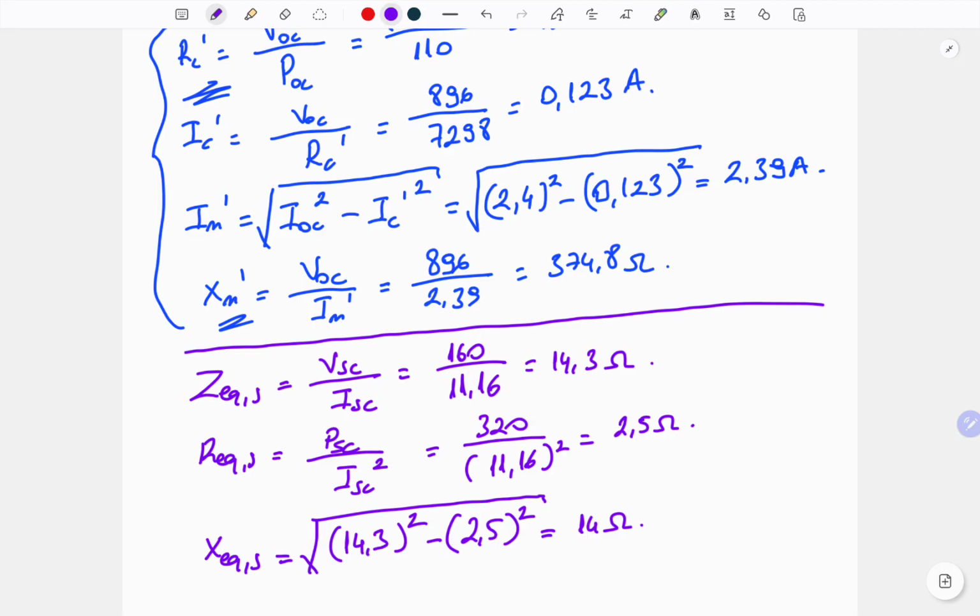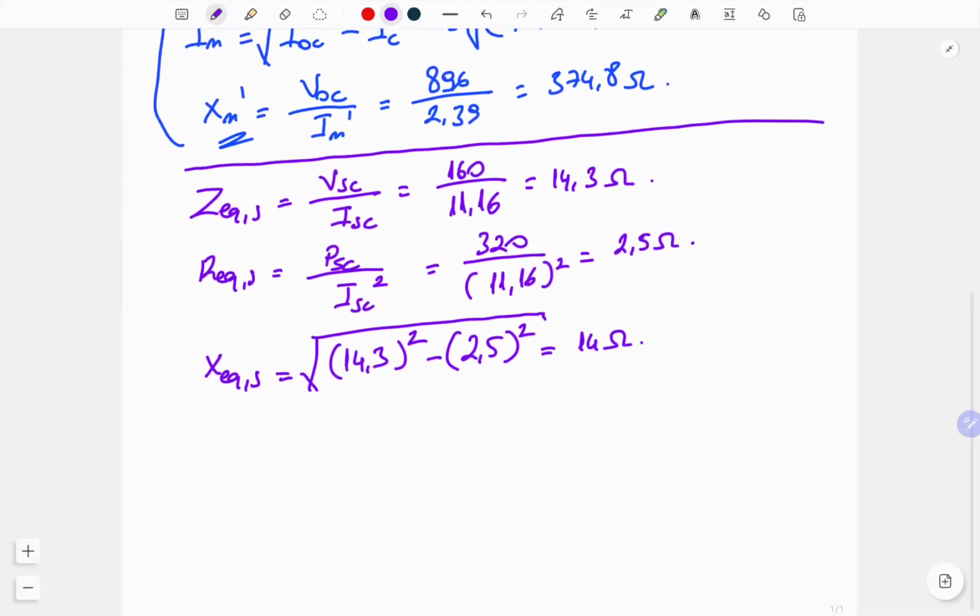And according to that, we have all the secondary side components: RC prime, XM prime, R equivalent secondary, and X equivalent secondary. So let's draw the equivalent circuit, which is referred to the secondary side, which is the high voltage side for this example.